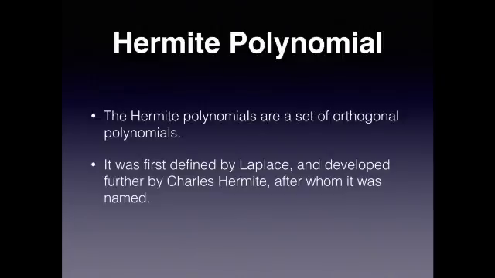The Hermite polynomials were first defined by the French mathematician Laplace and developed further by Charles Hermite, another French mathematician, after whom it was subsequently named. A lot of work on Hermite polynomials was also done by the Russian mathematician Chebyshev.